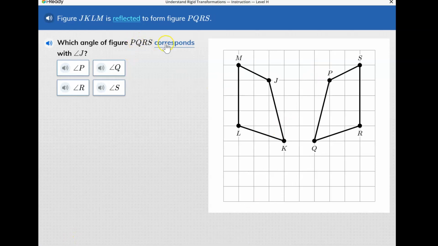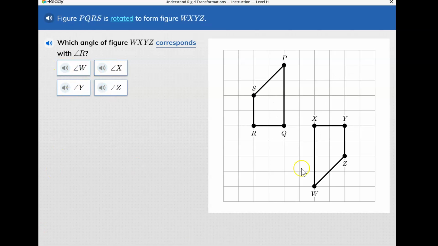So which angle in PQRS corresponds with angle J? Here's angle J. So which angle corresponds with angle J? Angle P, Q, R. Obviously, it's P. Which angle in WXYZ corresponds with angle R here? So you'll notice it's at the bottom, and next to Q and then S. So when you rotate it, look at this angle. And so which angle corresponds? It's angle Y.